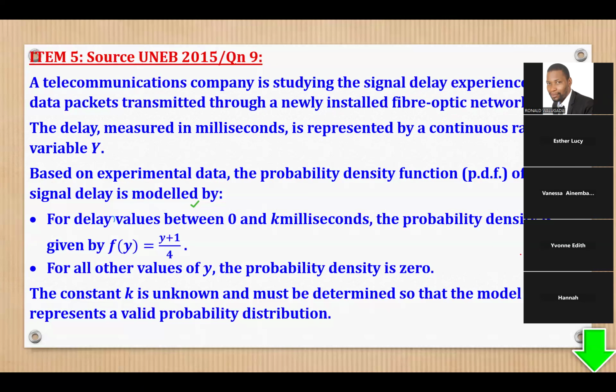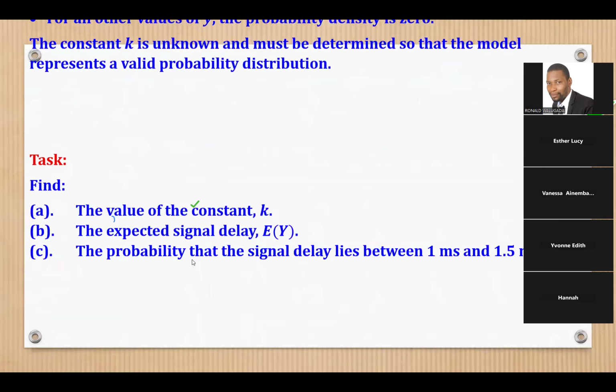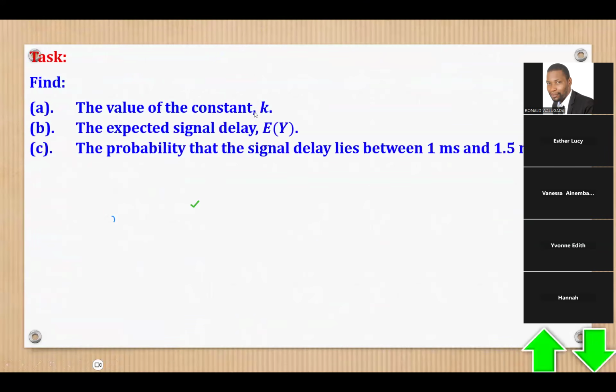So you can say the constant k is unknown and must be determined so that the model represents a valid probability distribution. Then the task: find the value of the constant k, find the expected signal delay, and find the probability that the signal delay lies between 1 millisecond and 1.5 milliseconds.